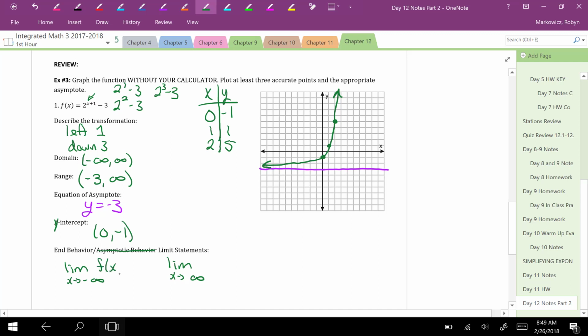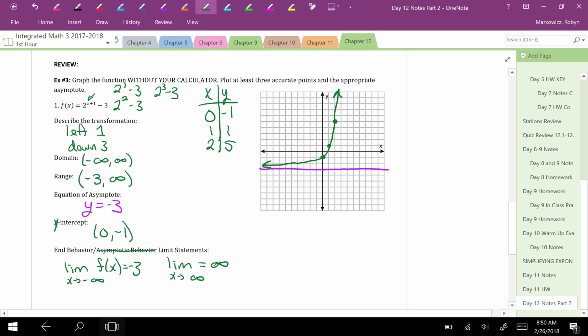All right, as we go to the left, what is our function doing? Where's our function going? Getting closer to what? -3. As x is getting bigger, going to positive infinity, where's our function going? Infinity.